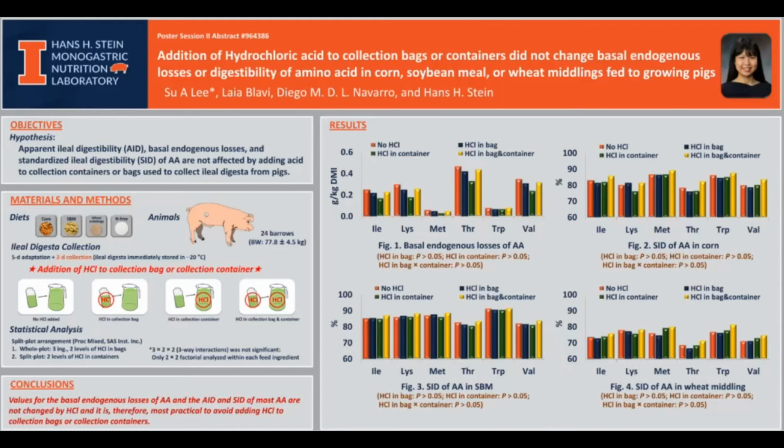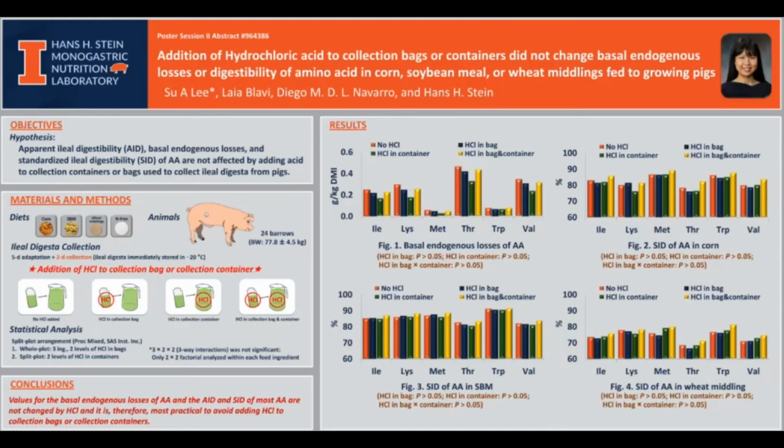Results from this experiment indicated that there was no interaction between adding acid to collection bags or collection containers in the basal endogenous losses of amino acids, presented in Figure 1, and the SID of amino acids in corn, soybean meal, and wheat middlings in Figures 2, 3, and 4, respectively.